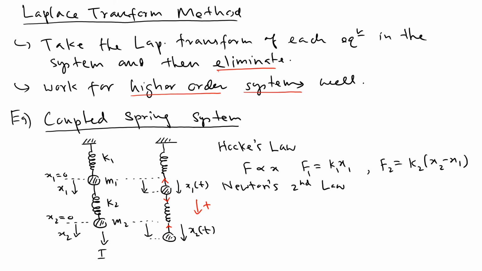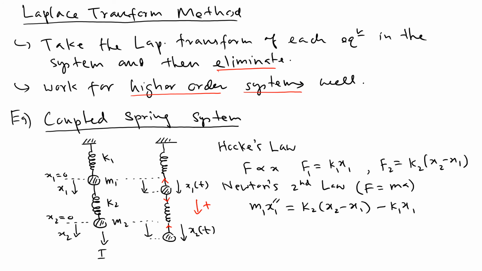What forces does the first bob have? Newton's second law, remember, is F equals ma. The acceleration is the second derivative of the displacement. So for the first bob, ma equals m1 times the acceleration, where the displacement is x1, so the acceleration is x1 double prime. Now the force: the down force goes in the same direction, which is k2 (x2 minus x1), but the top force goes in the backward direction, so it is minus k1 x1. That's for the first bob.